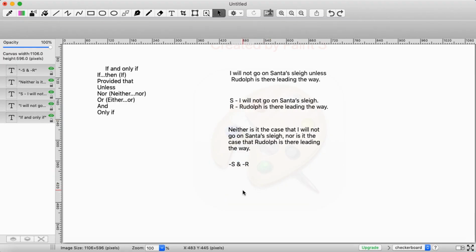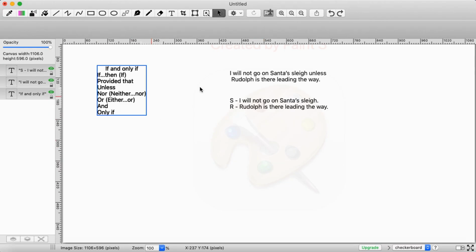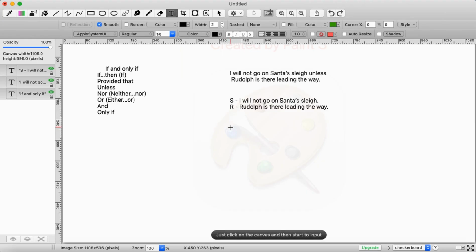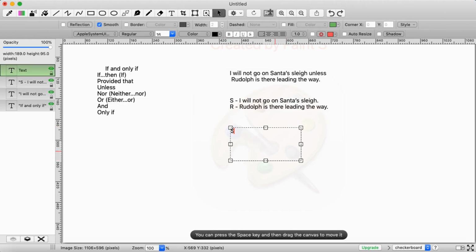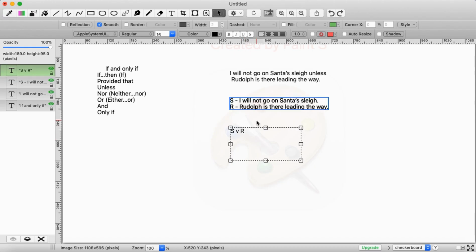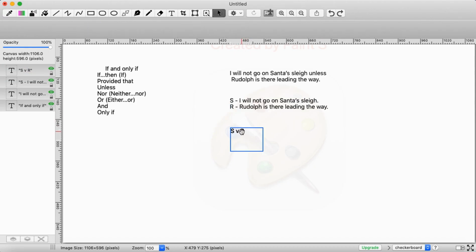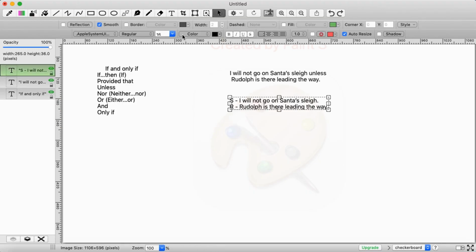Let's go to the next one. So that's NOR. Or, I already did OR. It's the same as unless. Unless is the same as OR, right? S or R. That's OR. Both can be true for this to be true, or one can be true for this to be true. And this is very important. The OR statement is very important in everything to do with logic. Okay, let's go to AND.